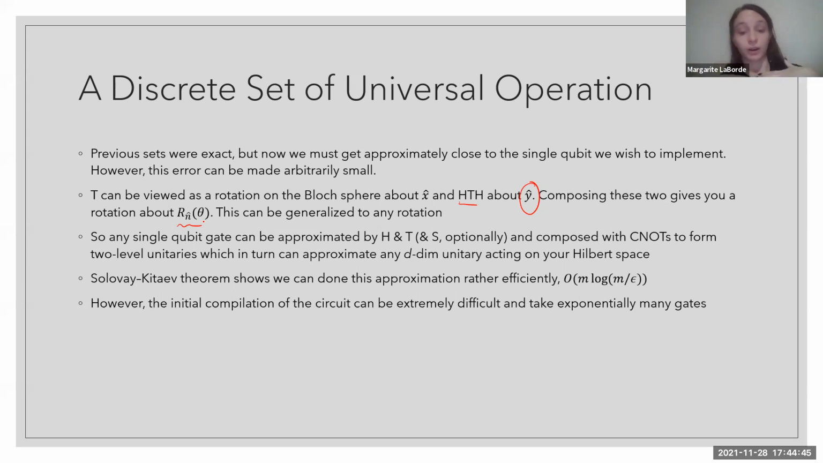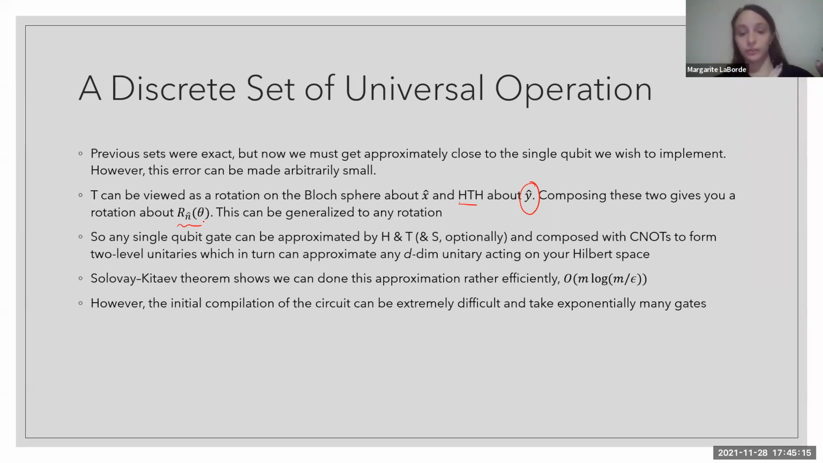And since this can describe with arbitrary accuracy any operation you might want to do in your Hilbert space, your quantum computer, then we have now introduced a universal gate set. So we can get arbitrarily close to computing anything we want to compute, given infinite resources and time, using H, T, S, and C naughts. So that's our discrete set.